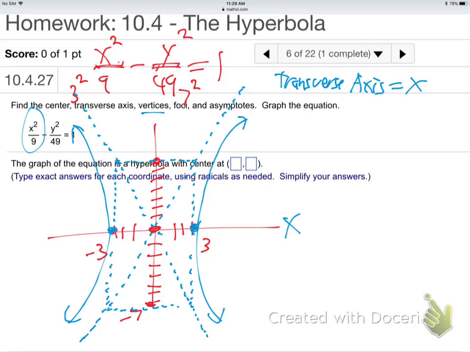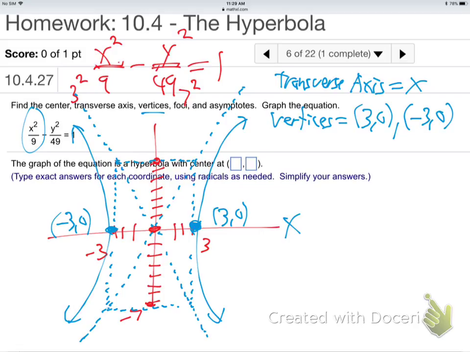Next question, what are the vertices? The vertices are where it hits. So right here, 3, 0, and minus 3, 0. Good on those? That's this point and this point. If the branches were going up, down, then the vertices would be that top and bottom, because they would hit right there. Good, okay.